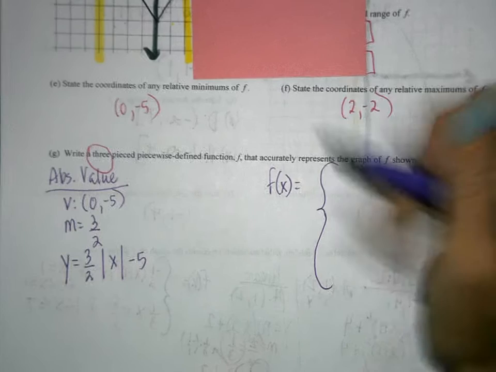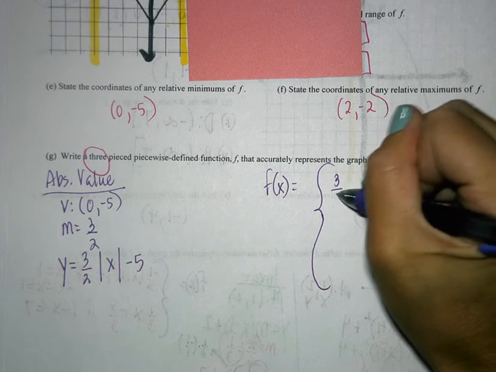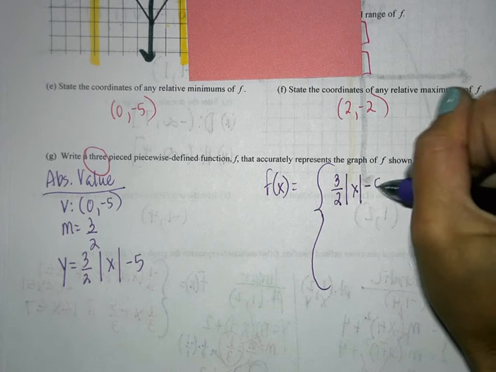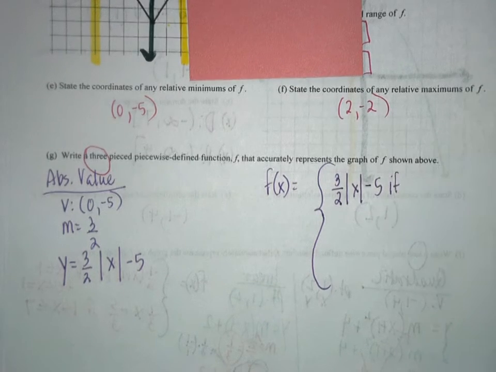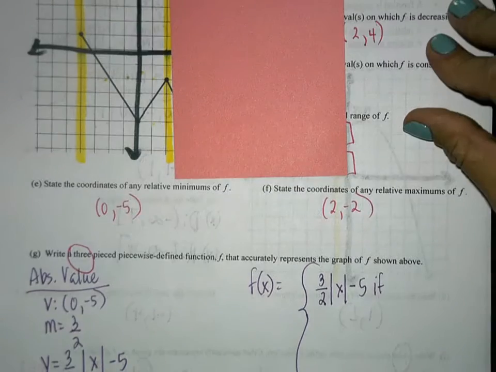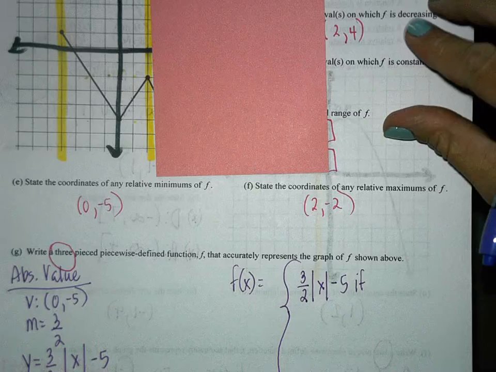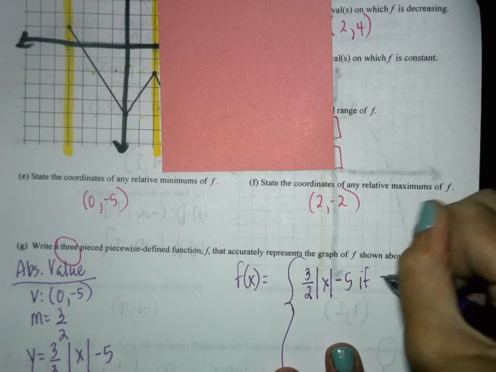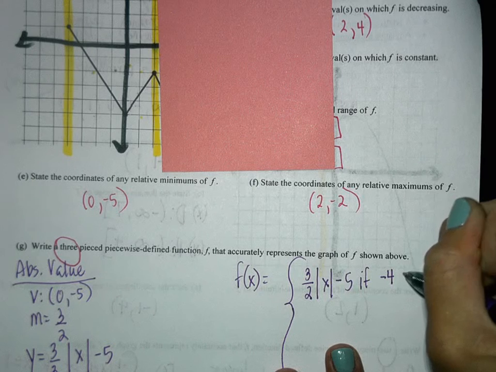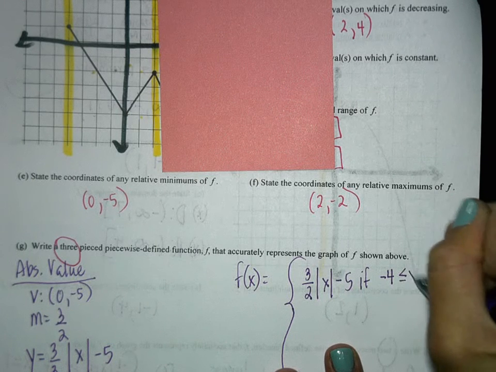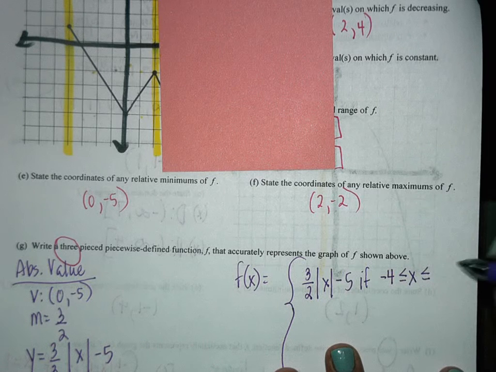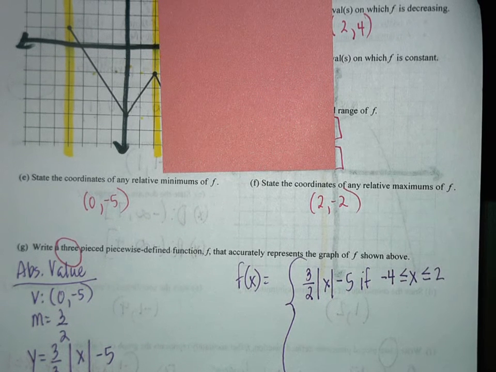Okay, and so we have 3 over 2, absolute value of x, -5, if, and let's look at our graph, what values is it between? What do we start with? -4 is less than or equal to x, is less than or equal to 2. Okay, are we good? All right, next function.